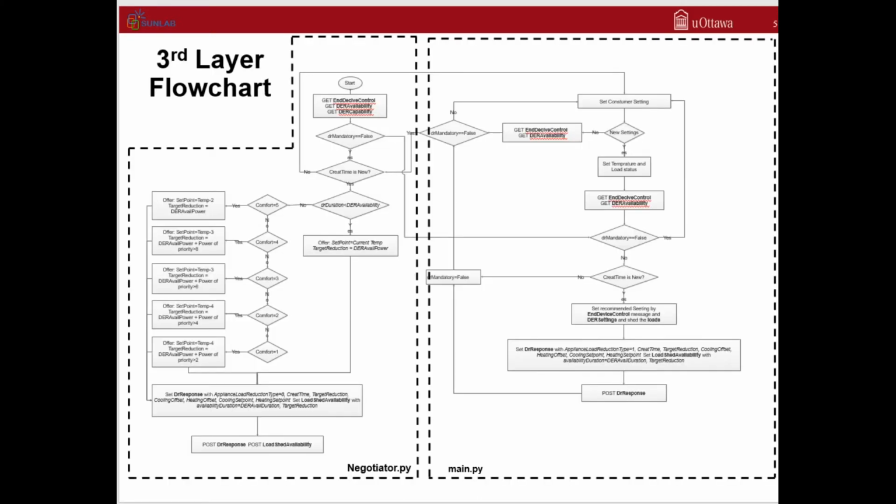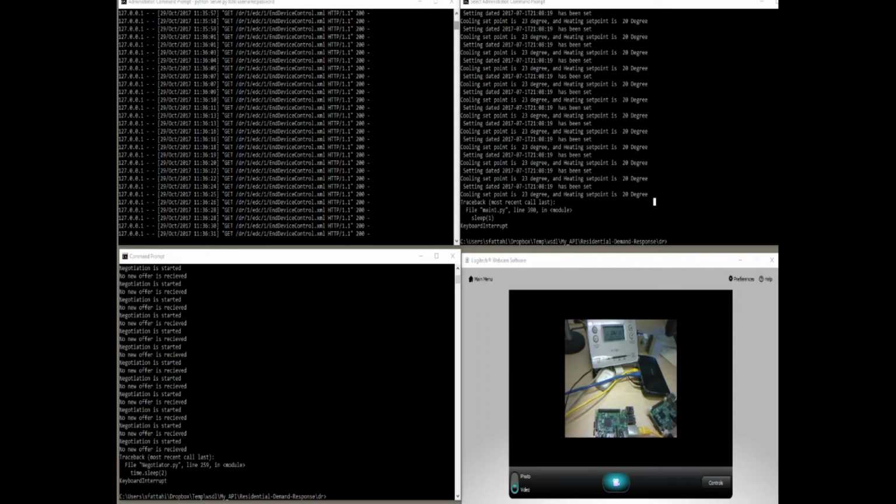And instead of going through this flow chart, which consists of customer comfort and the type of settings, I will show you how the system works in real time. And just note that we have a negotiator which is responsible for negotiation, and main which is responsible for exchanging the DR request. As you see here, we have a live demo right now. This thermostat is one of the Energate thermostats.